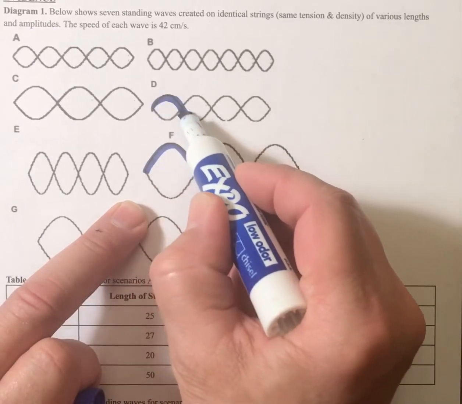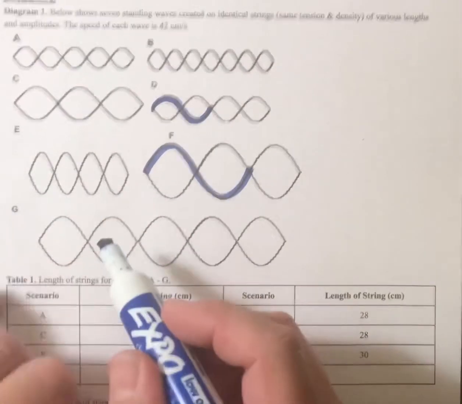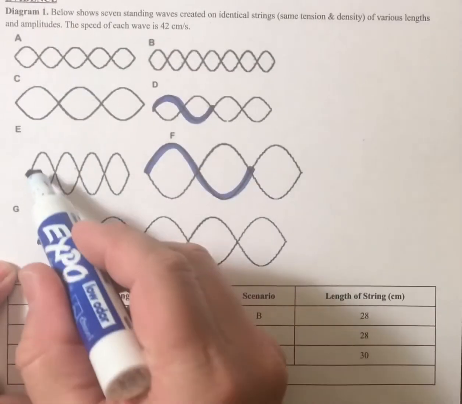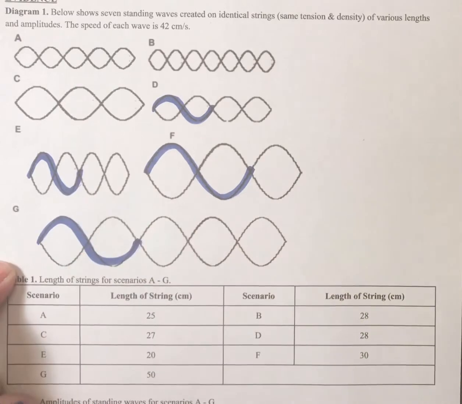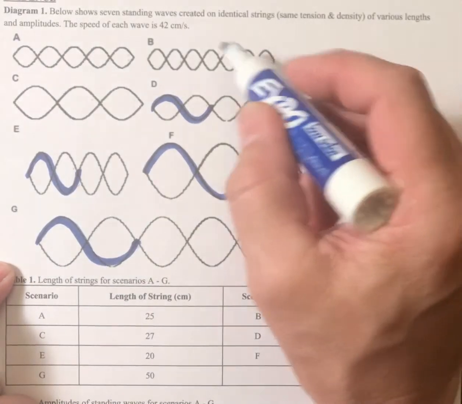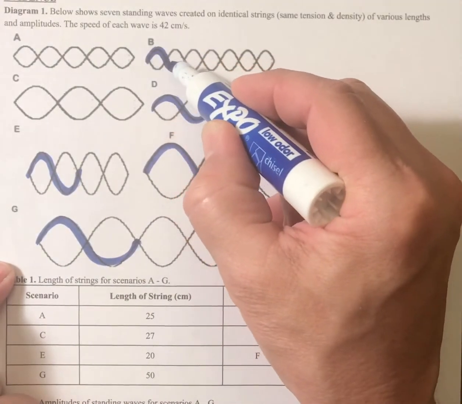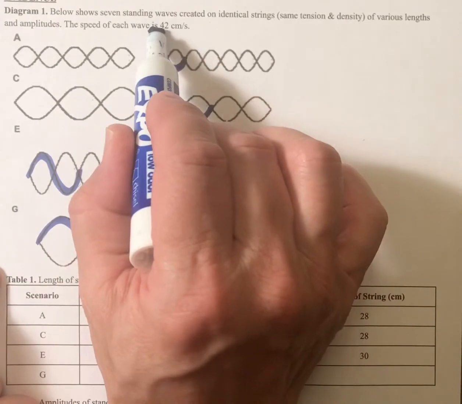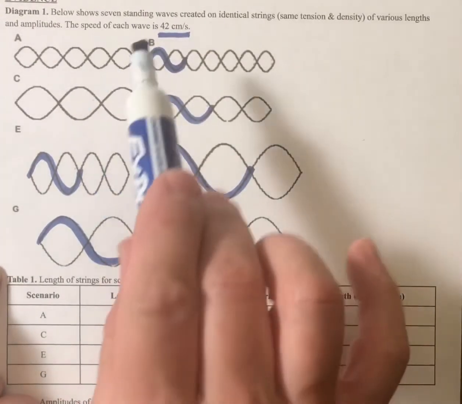Here would be one complete cycle. Down here, this would be one complete cycle. Complete cycle like this. Here, this little tiny guy, this would be one complete cycle. And we're given the speed of a wave, which we'll come back to later.